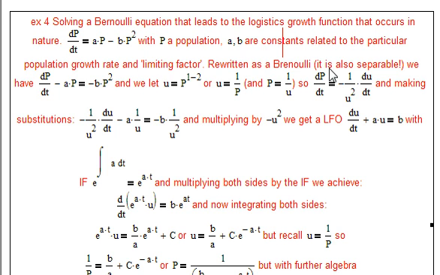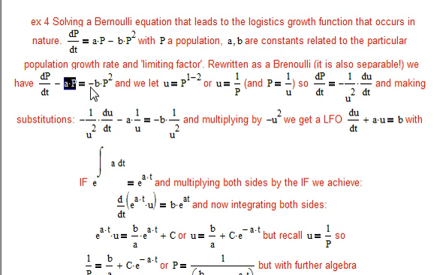Rewritten as a Bernoulli, it's also separable, by the way, we have dp/dt minus ap equals negative b times p squared. See it? Just take this and subtract it from both sides. So it's a Bernoulli, and u equals p to the 1 minus 2, or u equals 1 over p, and p equals 1 over u. dp/dt is negative 1 over u squared du/dt, and I think we saw one just like that earlier.